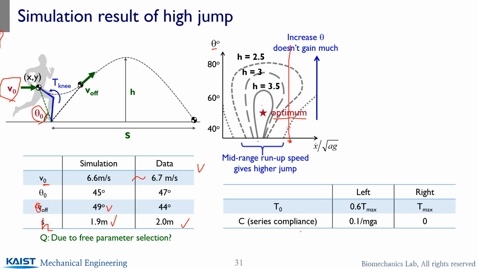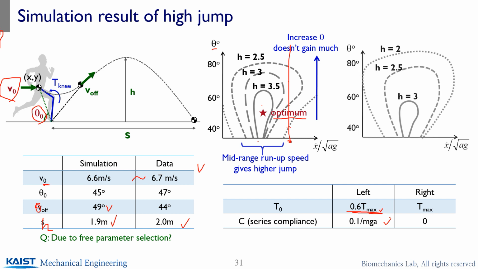So maybe our assumption for T naught may be too customized. Maybe different maximum torques or ignoring the tendon might change the results, right? So that's what we could do with the parameter study.